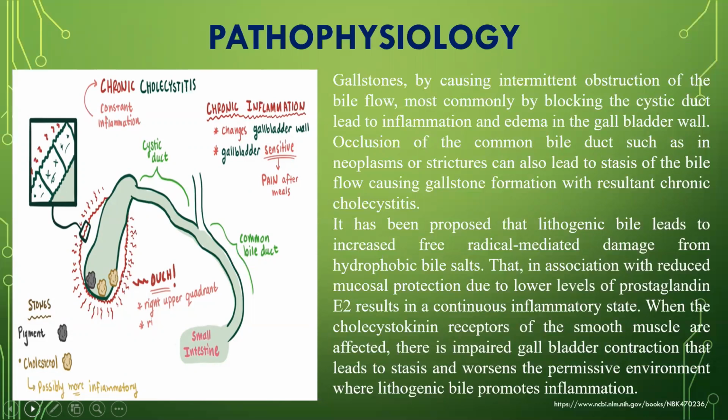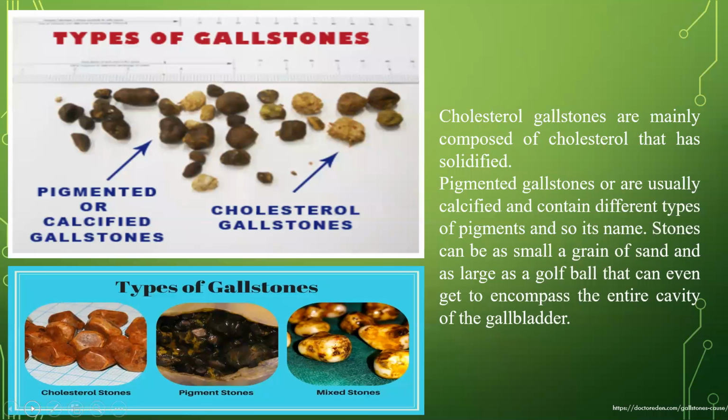When the cholecystokinin receptors of the smooth muscle are affected, there is impaired gallbladder contraction that leads to stasis and worsens the permissive environment where lithogenic bile promotes inflammation. There are several types of gallstones presented here in the pictures, and you can see that they are mainly composed of cholesterol that has solidified. Pigment gallstones are usually calcified or contain different types of pigments. That's why they are named like that.